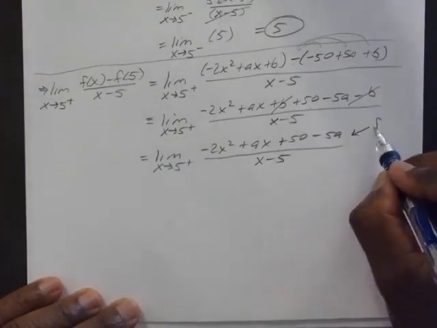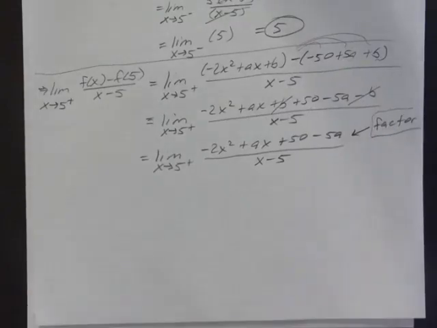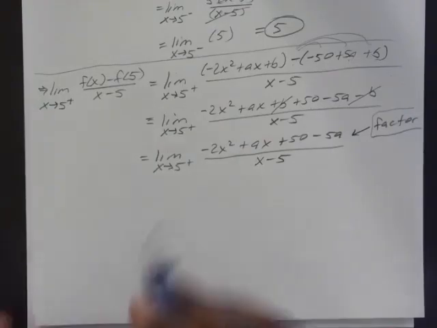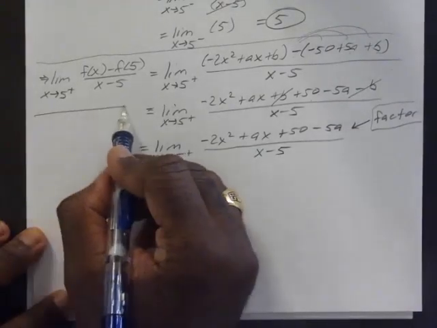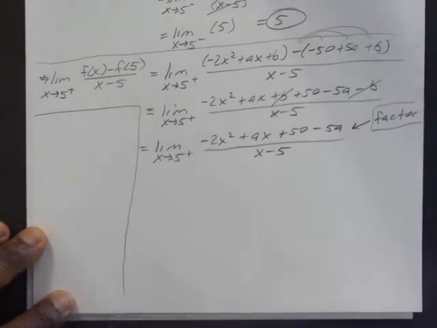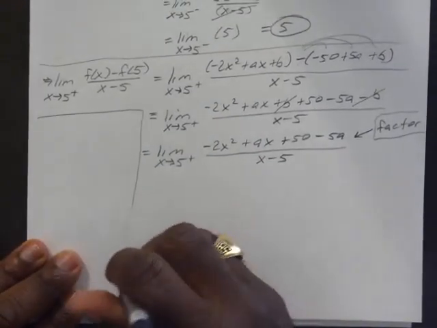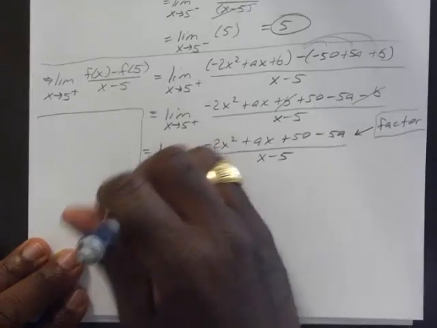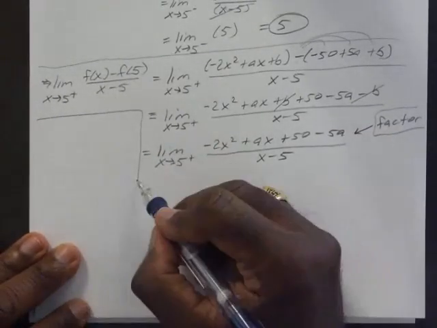So now all we have to do is factor our numerator. And to factor that, I'll just show the steps right here on the side. Give that a little more space. Here we go.